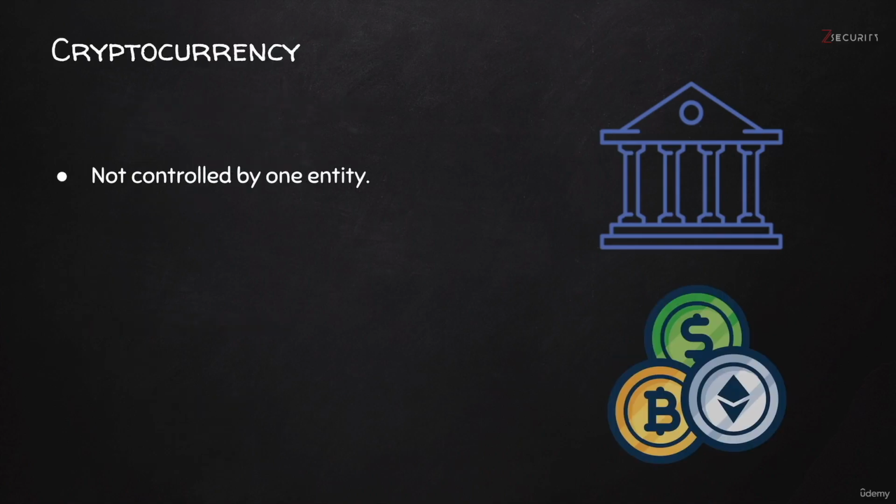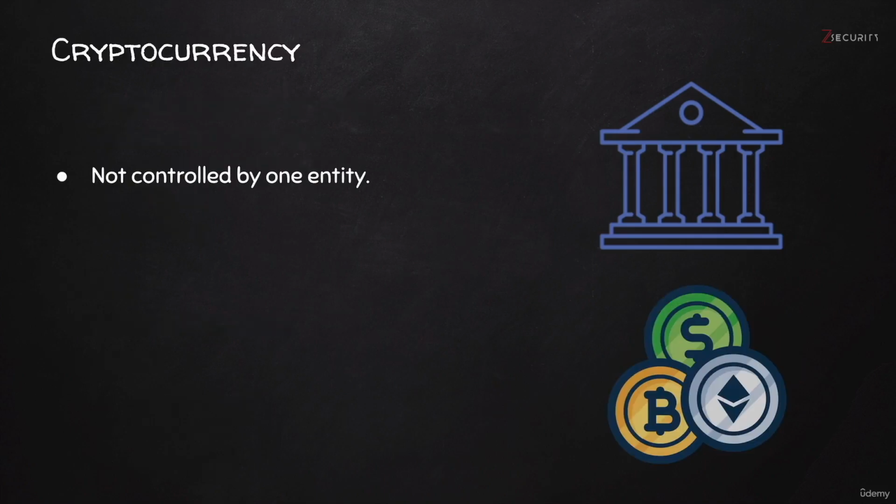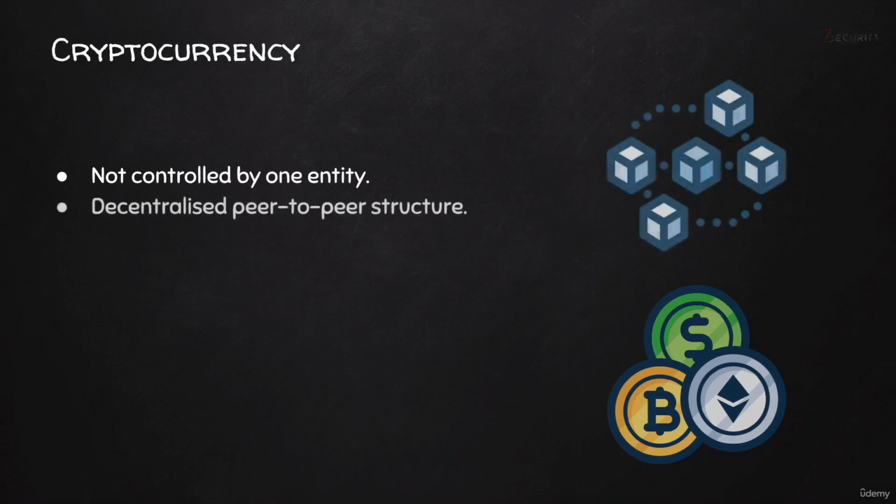The alternative to this is to use cryptocurrency, which is not controlled or managed by a single entity. So previously, we had the money, which is the cash, which is stored in a bank or some financial institution that manages that currency. When it comes to cryptocurrency, it eliminates the need for a middleman or an entity that manages this currency. Instead, it relies on a decentralized peer-to-peer structure known as blockchain.